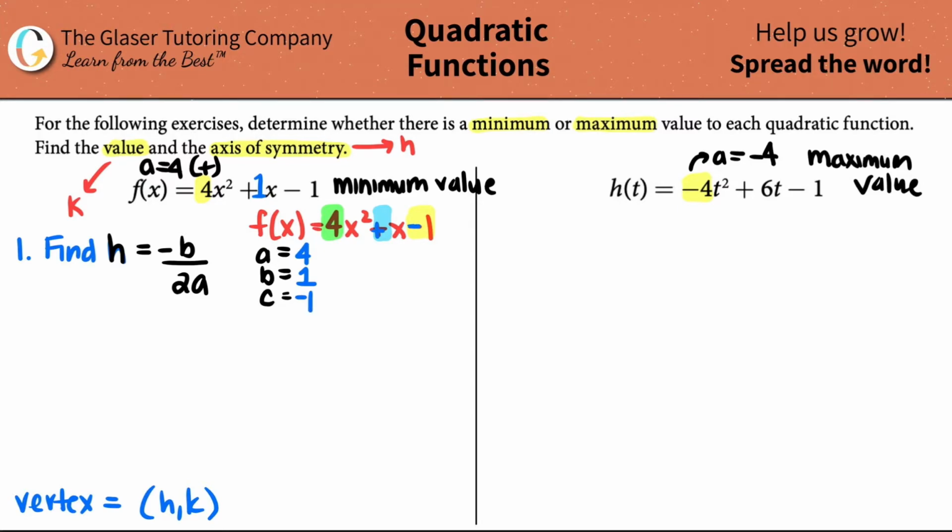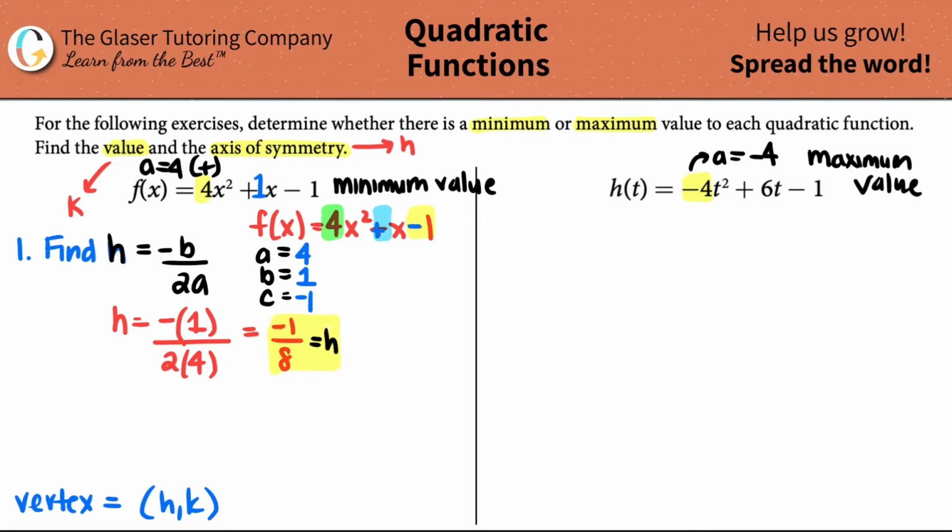Let's just quickly do this math, because then we can find the axis of symmetry. My h would be equal to negative 1. The negative is in the formula, so I have to keep that. Negative 1 divided by 2 times 4. So if I simplify this, it would be negative 1 over 2 times 4, which is 8. And that is your h value.